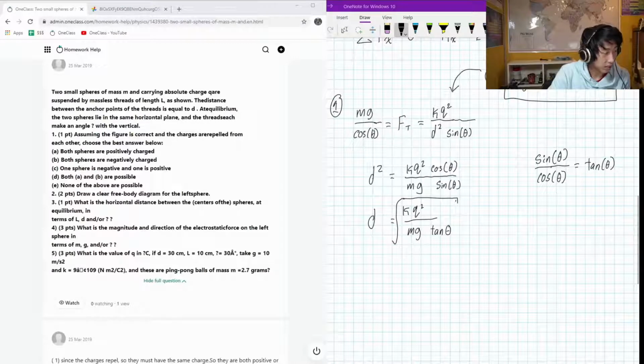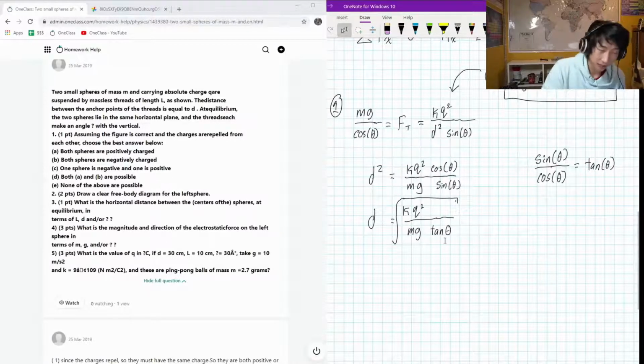Okay, so now we can move on to the last part of this question. I guess that was part 3 of the question, the horizontal distance between the spheres. The next part of the question is asking us what is the magnitude and the direction of the electrostatic force on the left sphere in terms of mass, gravity. We're going to need to know our charge, otherwise there's no way that we can really know our electrostatic force. And of course we're also going to need to know theta, because as we described earlier, eliminating this theta variable is going to be way more difficult than is reasonable for this type of question.